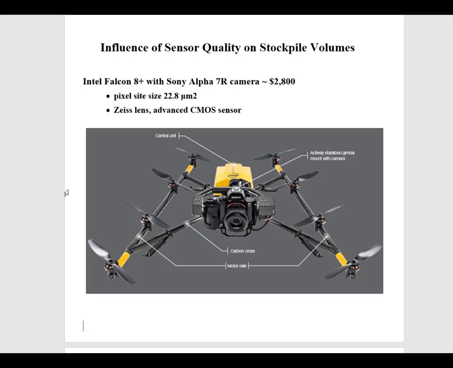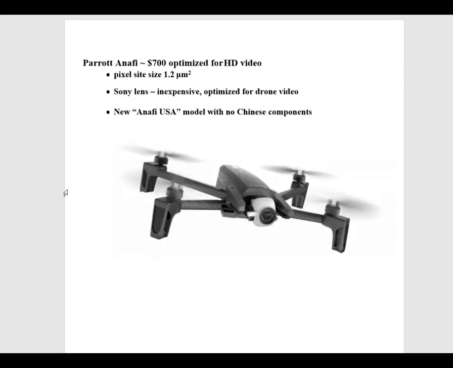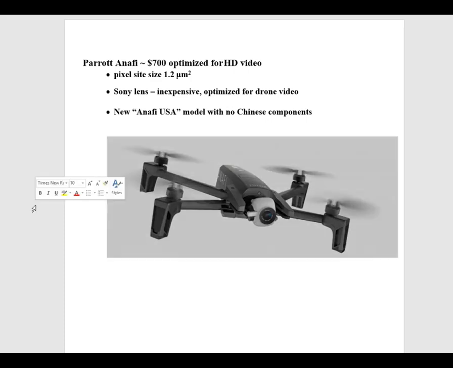And then we also acquired a Parrot Anafi drone, which was about $700 as I recall. It's really optimized for high definition video. So it does have a Sony lens. It's a good lens, inexpensive compared to the other drone's lens, optimized for video and not imagery. Notice that Parrot now has an Anafi USA model with no Chinese components. Might be something of interest.